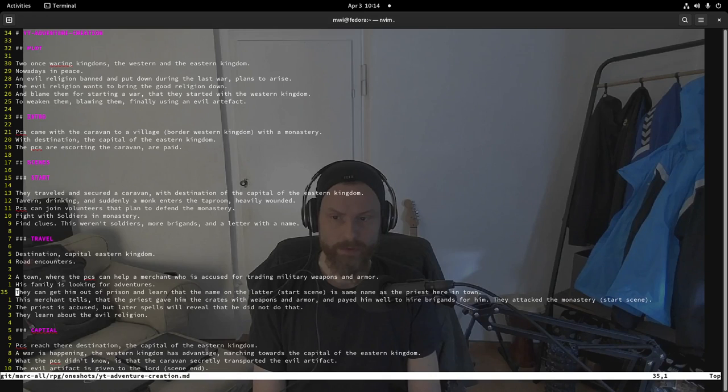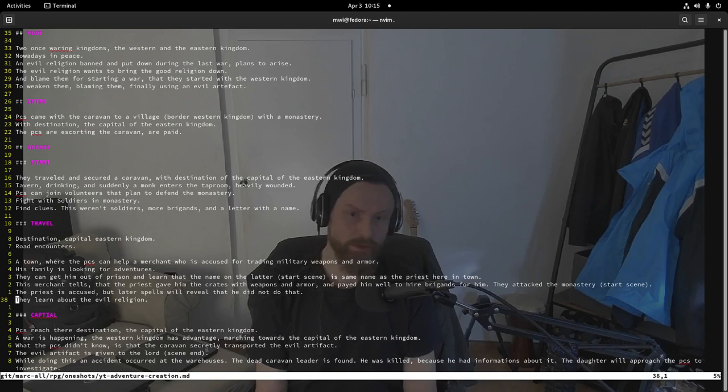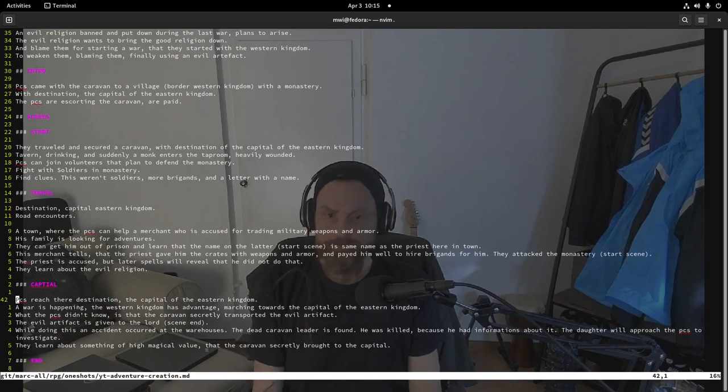So they can help him out of prison, and they learn somehow that the name on the letter from the first starting scene is the same as the priest here in town. Interesting. So the priest is accused, but later spells reveal that he did not do that. At this point they learn some decades ago there was an evil religion that was put down. We don't know exactly, right? And then the next destination is the capital of the realm.